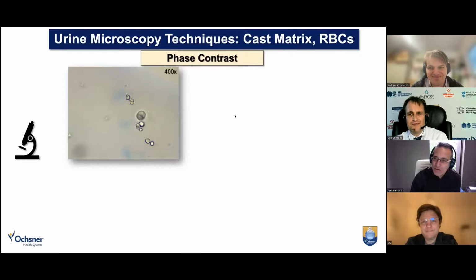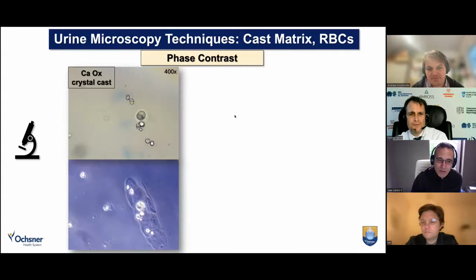I wasn't even aware of phase contrast back when I was in training in South America or even in the United States. But the beauty about phase contrast is that it has very unique advantages. Here's an example of a structure that appeared to be some calcium oxalate crystals, maybe a cell inside. We don't know, they're floating in the urine, but when we apply phase contrast, the matrix of the cast becomes much more visible. So it's beautiful to identify a highly matrix cast, and we can determine if we see some cluster of cells, do they belong to a cast or not.